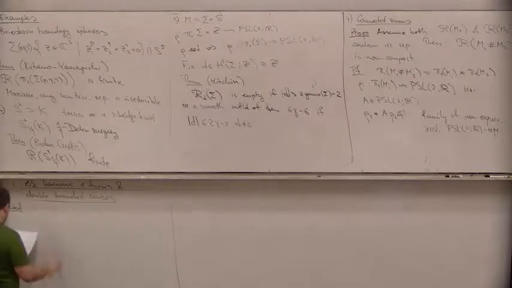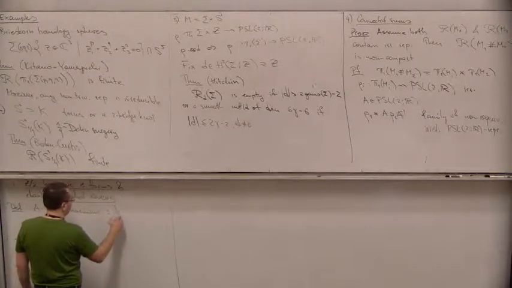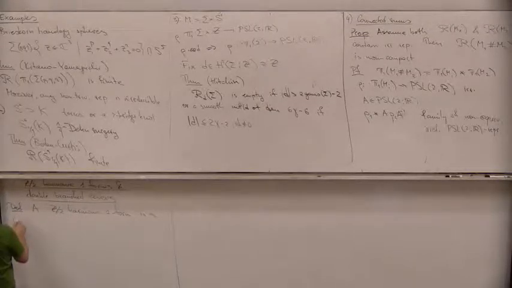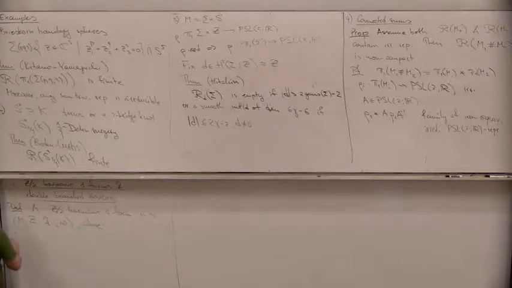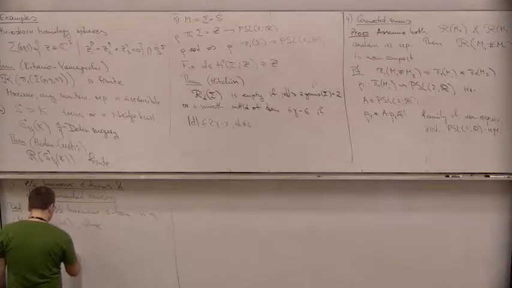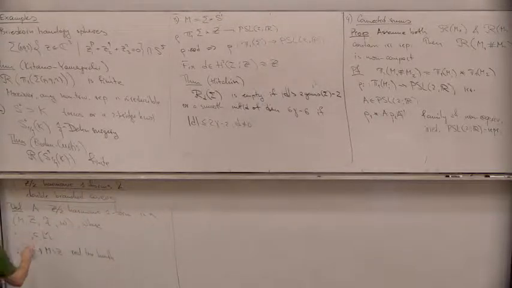So, definition: a Z mod 2 harmonic 1-form is the following gadget, a quadruple, say M, Z, I and omega, where Z is a subset of M, I is a real line bundle over the complement of Z. By this I mean also Euclidean.